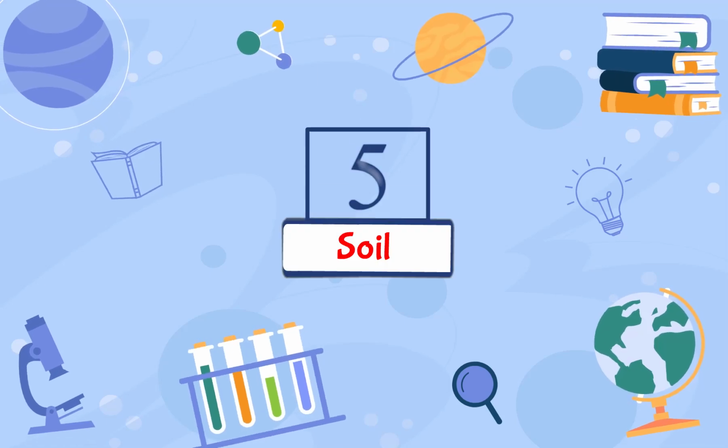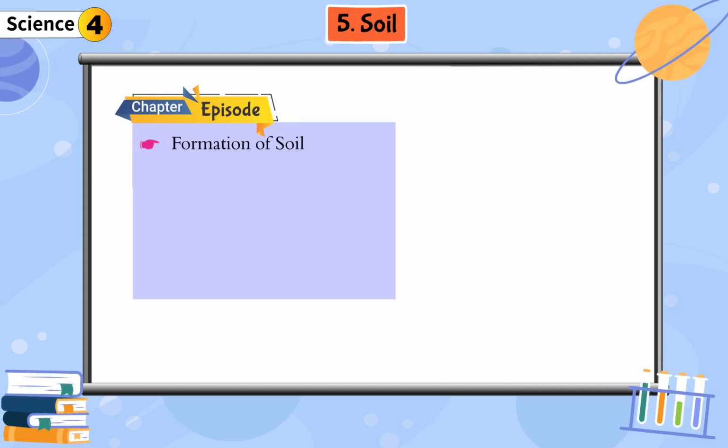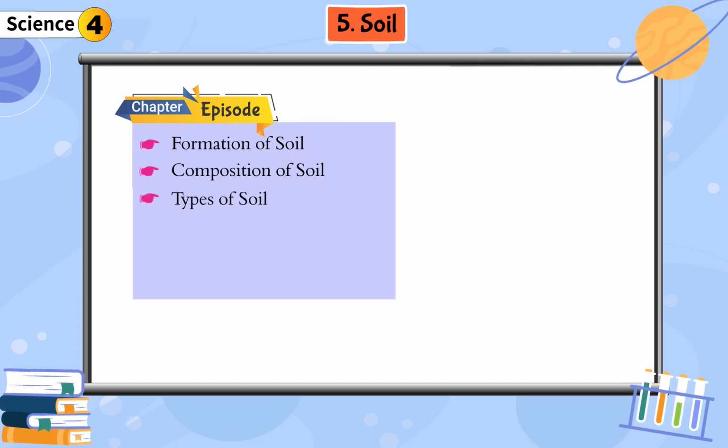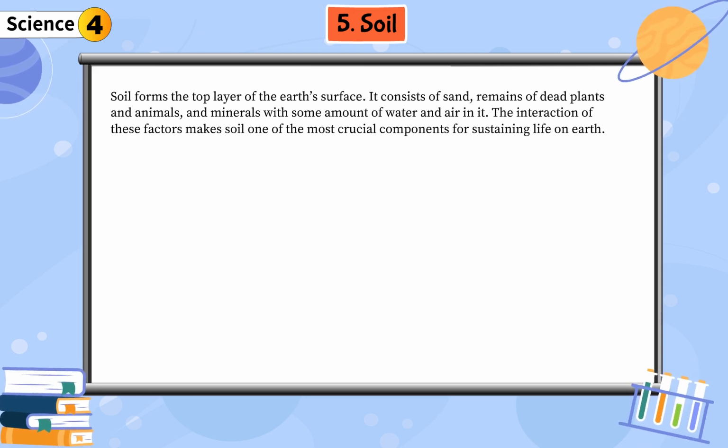Chapter 5. Soil. Formation of soil. Composition of soil. Types of soil. Soil profile or layers of soil. Soil erosion. Conservation of soil. Soil forms the top layer of the Earth's surface.